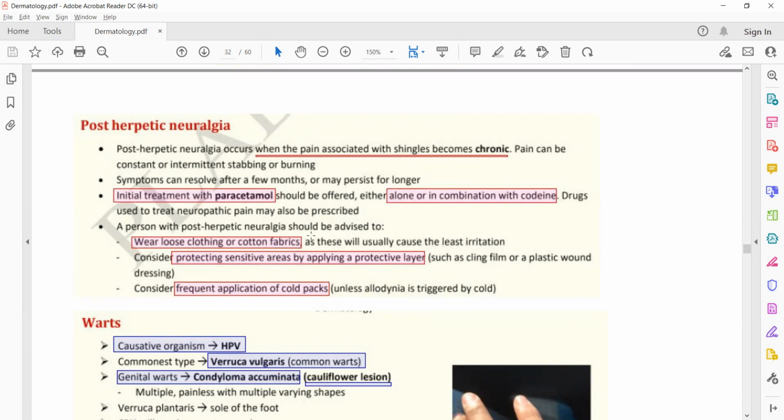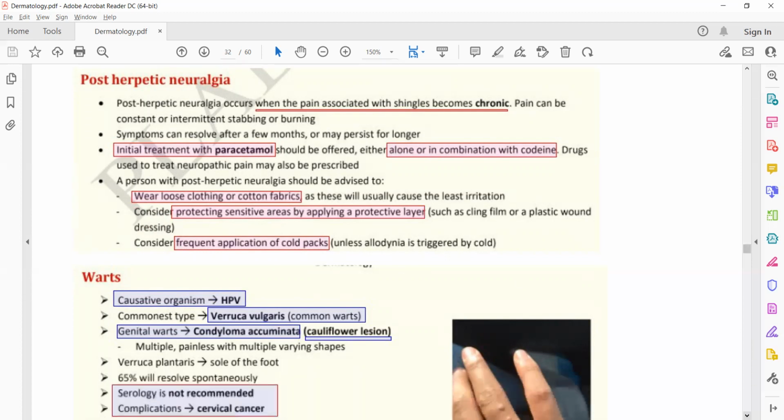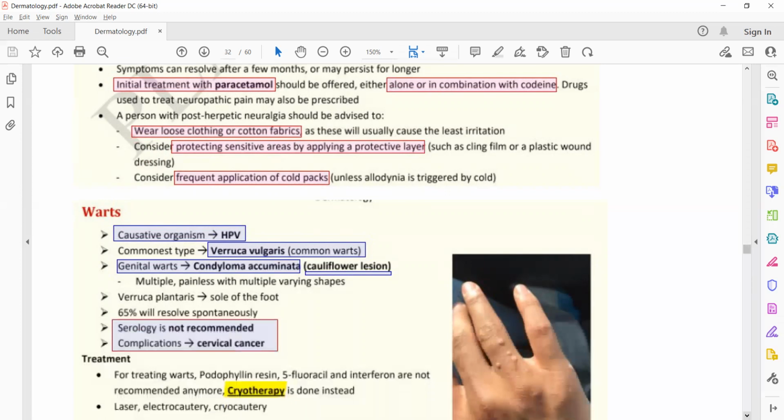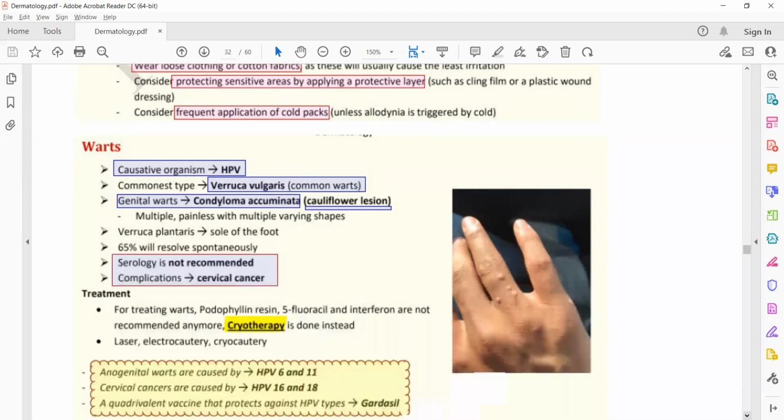What are the advices that you can give to the patient? You will advise the patient to wear loose clothing or cotton fabric. Protect the sensitive areas by applying a protective layer and frequent application of cold packs. So these are the general advices that you can give to a patient with post-herpetic neuralgia.